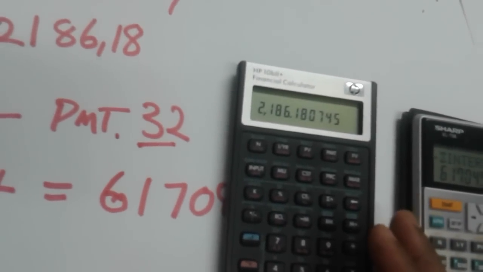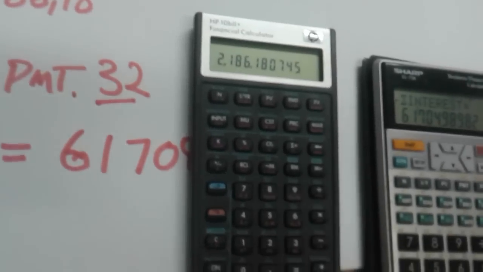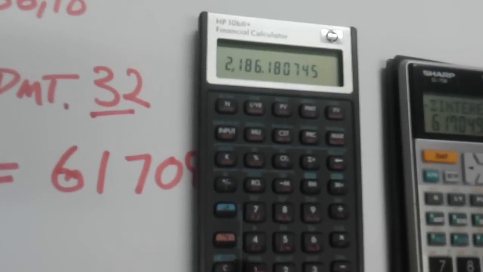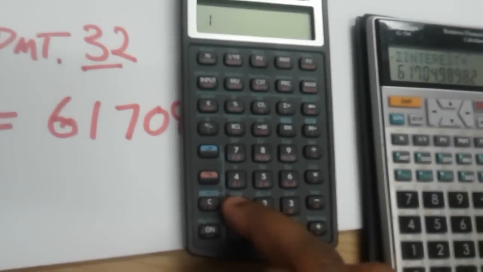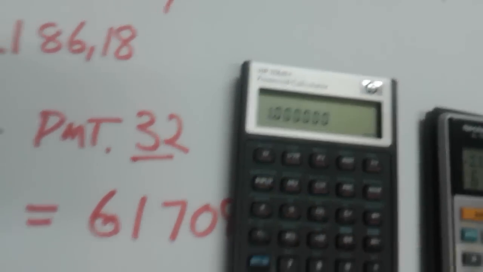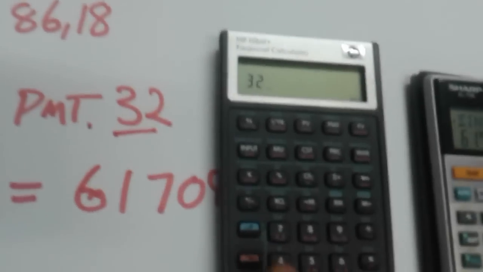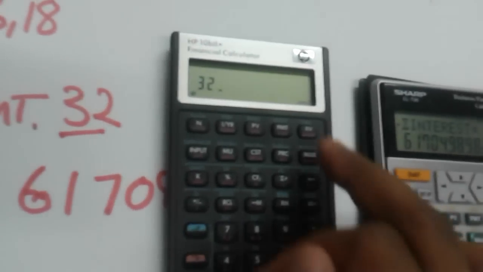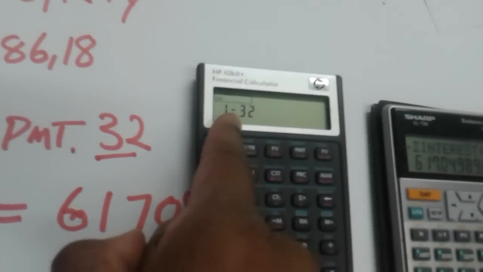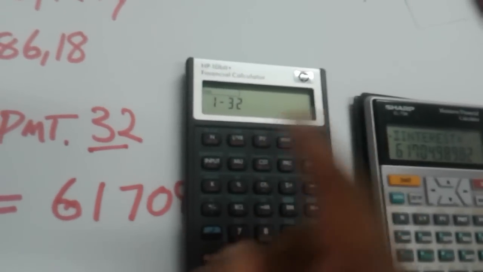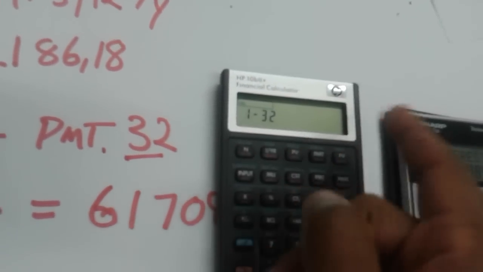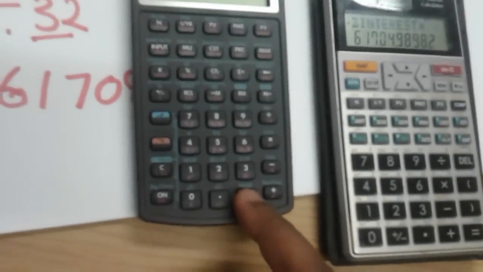So you are going to say, sorry, you want to know the interest. So you are going to say 1, then input for payment 1. Then you say 32, which is for this one. Then you say shift amort. You see now, it asks you, okay, do you want to do 1 to 32? You say yes. You say is equals to.